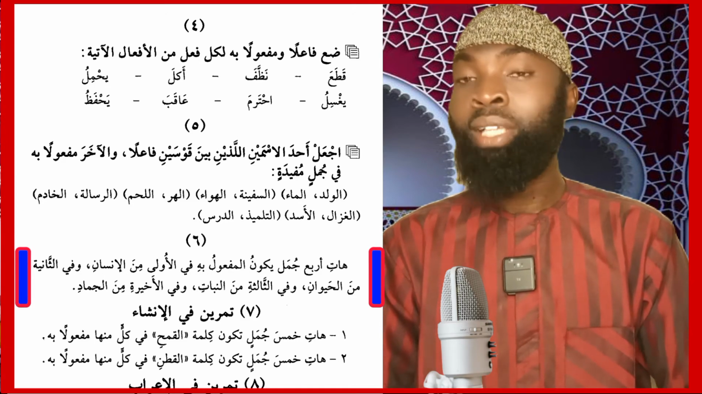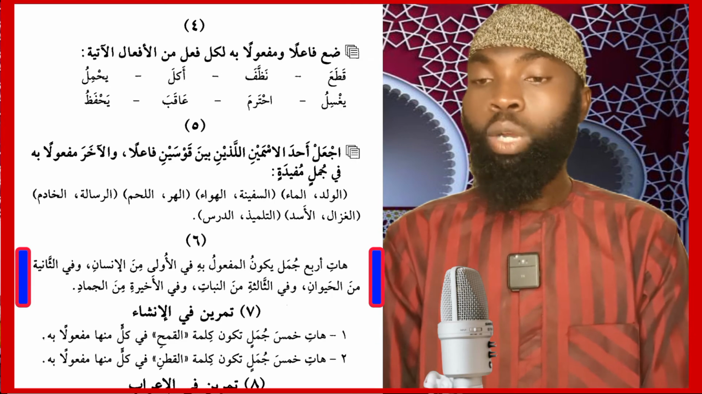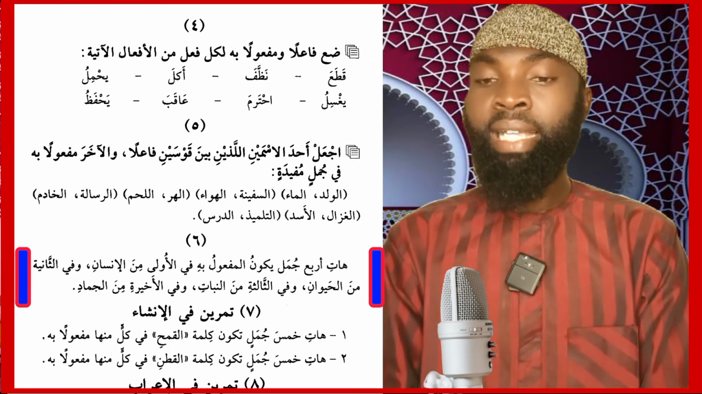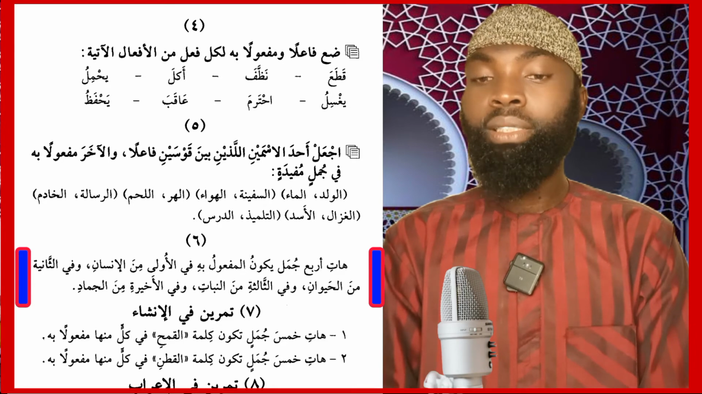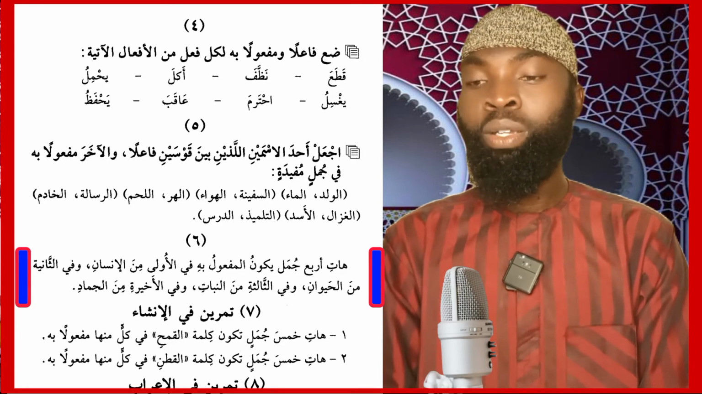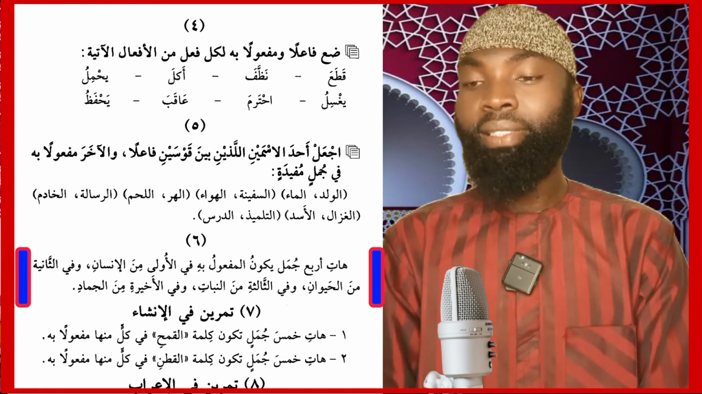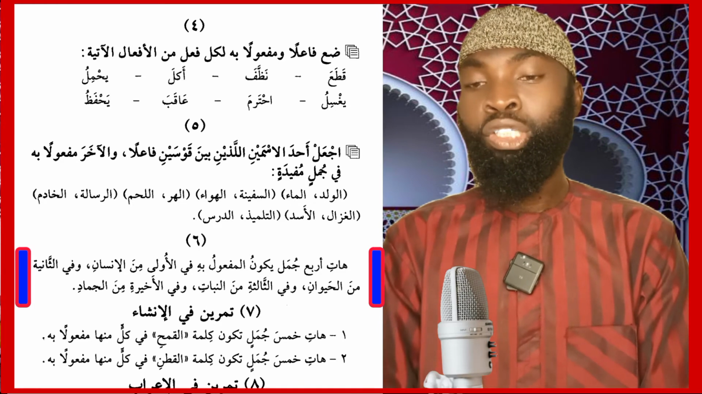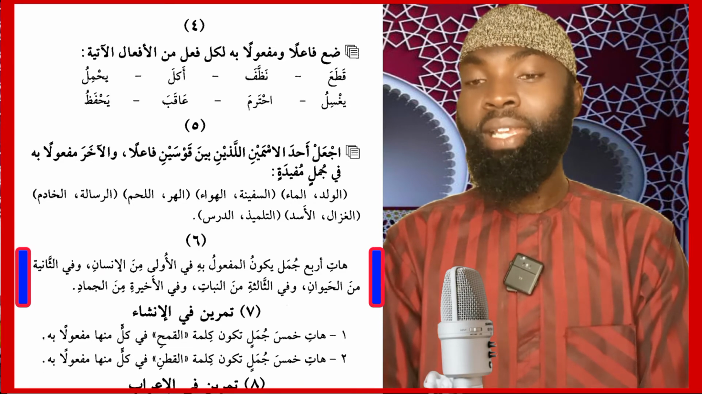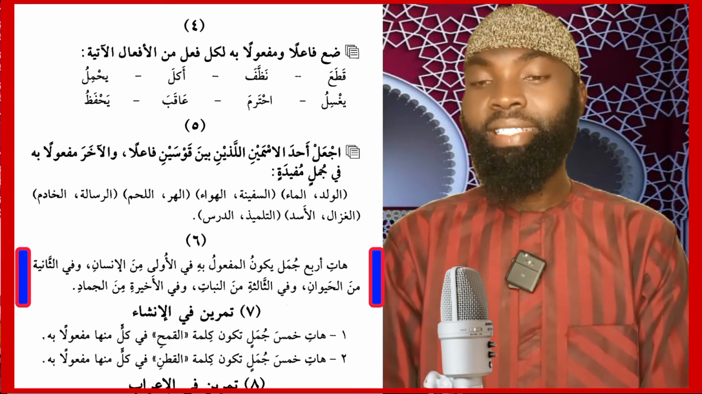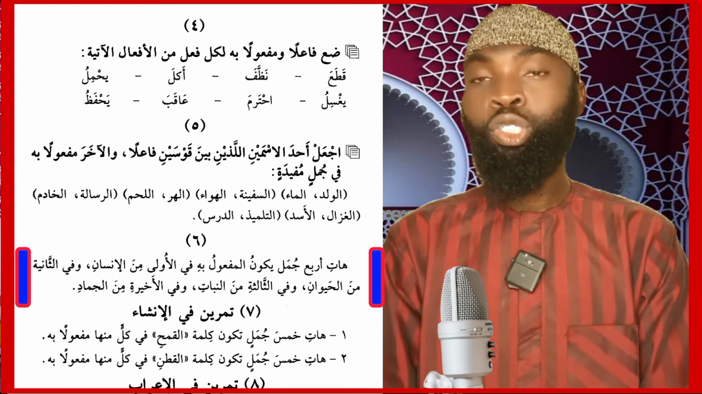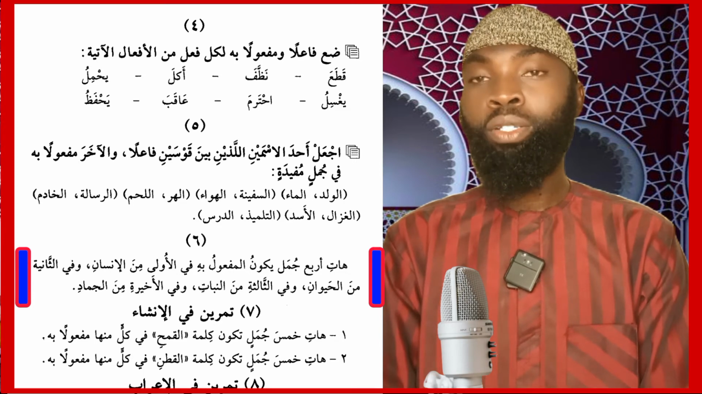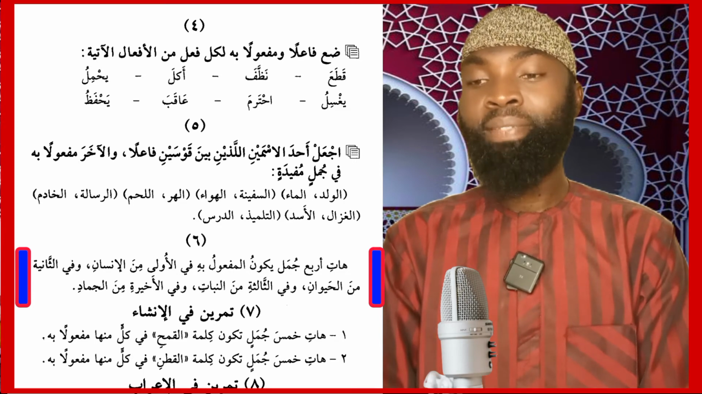We have the instruction which says Hati arba'a jumalin yakunu al-maf'ulu bihi fil ula min al-insan wa fi thaniya min al-hayawan wa fi thalitha min al-nabat wa fi al-akhira min al-jamad. We have to form sentences. The first of these sentences should have its object, the maf'ulun bih, as a human. The second one, this object should be an animal. The third one, the object should be a plant. And lastly, the object should be a non-living thing.